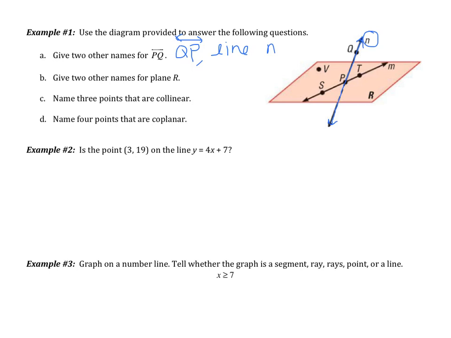Okay, B, give 2 other names for plane R. So plane R, that's this one right here. So I told you the way to name a plane is with 3 points. And then the thing I did not tell you is the points cannot be on the same line. So I cannot say plane SPT. Those points are on the same line. I can say plane SPV though. Those are not on the same line. Or I could say plane STV. So just 3 points.